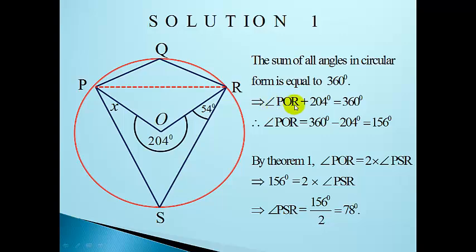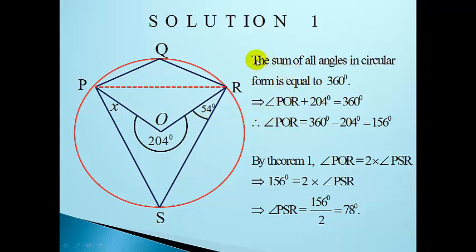Now if angle POR plus 204 degrees is equal to 360 degrees, and you want angle POR, then angle POR is equal to 360 degrees minus 204. That is, plus 204 degrees on the left hand side becomes minus 204 degrees on the right hand side. And 360 degrees minus 204 degrees is equal to 156 degrees. That means that the angle at O, that is angle POR, is now 156 degrees.